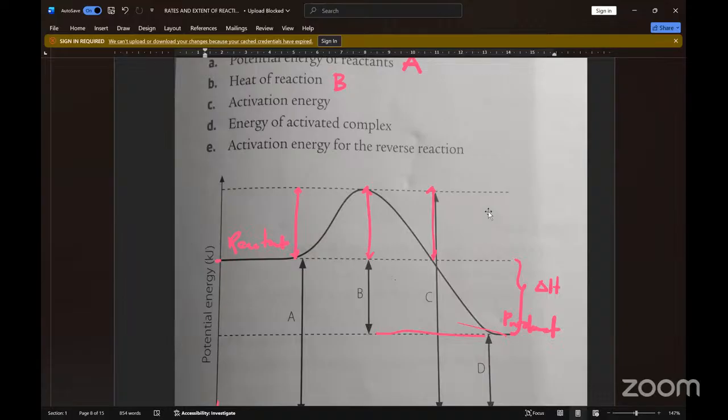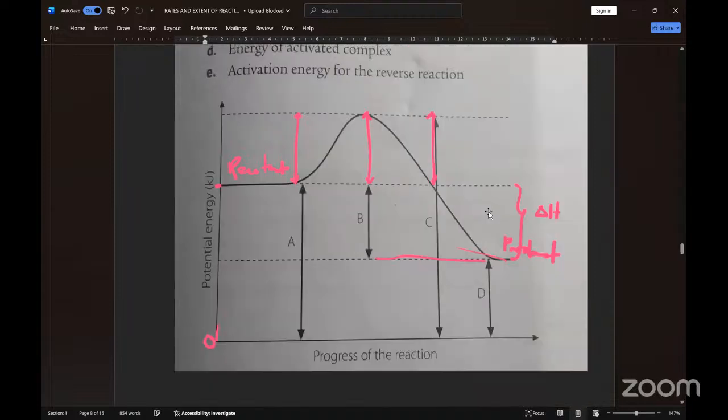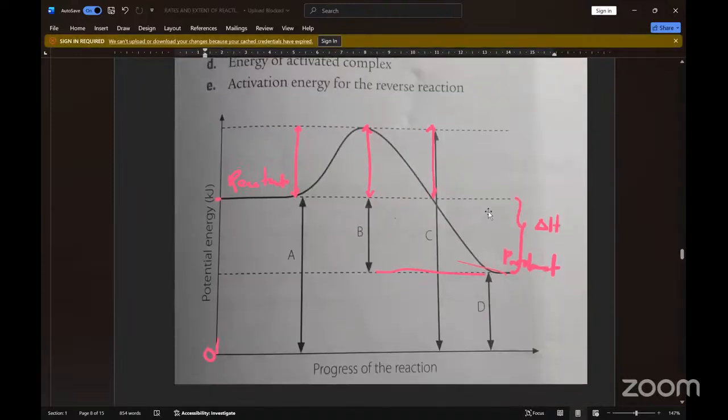Now, when you look at this diagram, you see that there's no symbol here like A, B, C, D. It is left like that. So they want you to use your brains to find out what the activation energy is. Now, if you look at the activation energy, that is the gap from here to here. Let me put it like this. This is your activation energy, that is this gap.